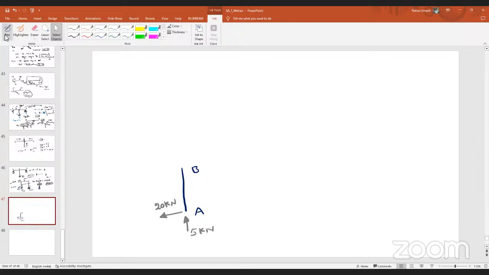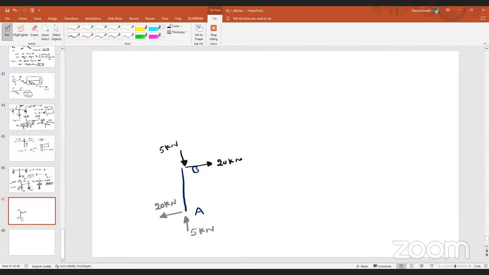What is it? Can you tell me? 2 forces I can represent easily. See, upward vertical force 5 kilonewton is acting. How can I balance it? Downward 5 kilonewton. Any doubt? And if the 20 kilonewton is acting on the left side, then what should be the value on the right side?